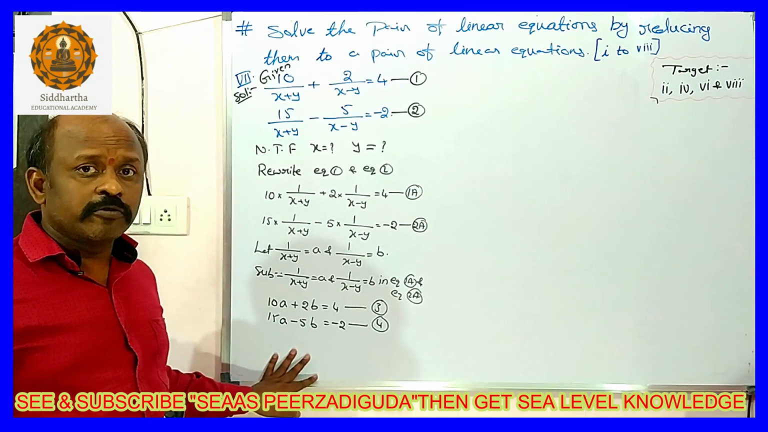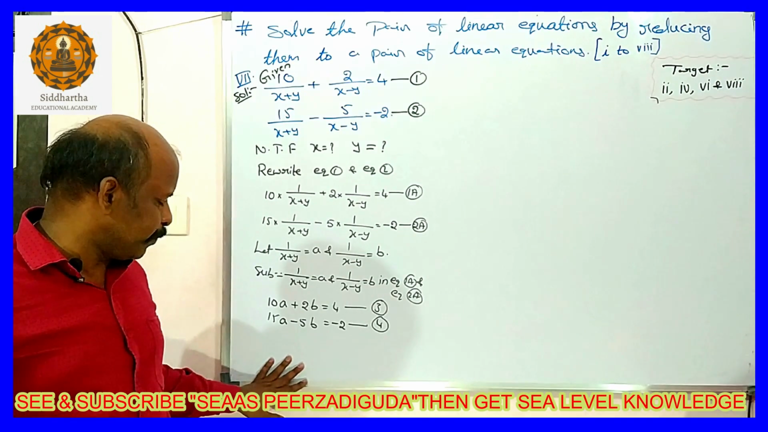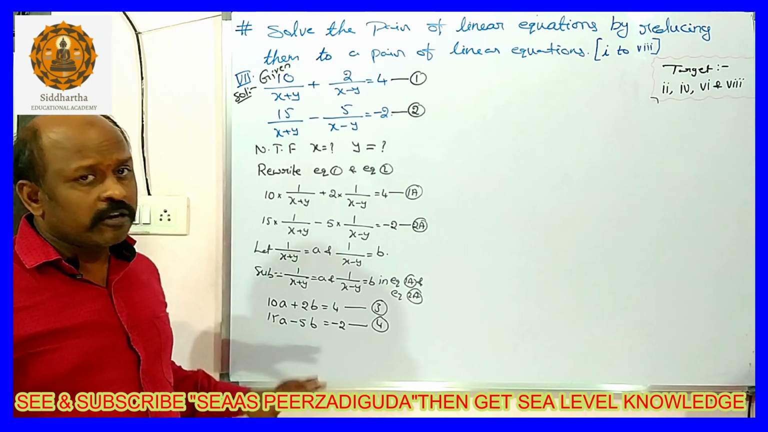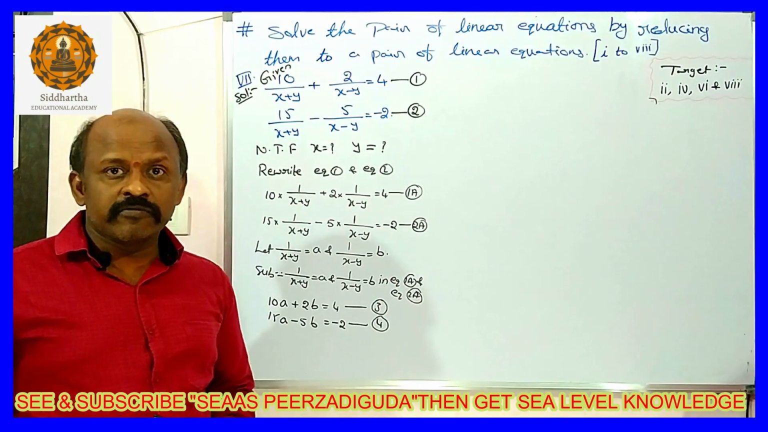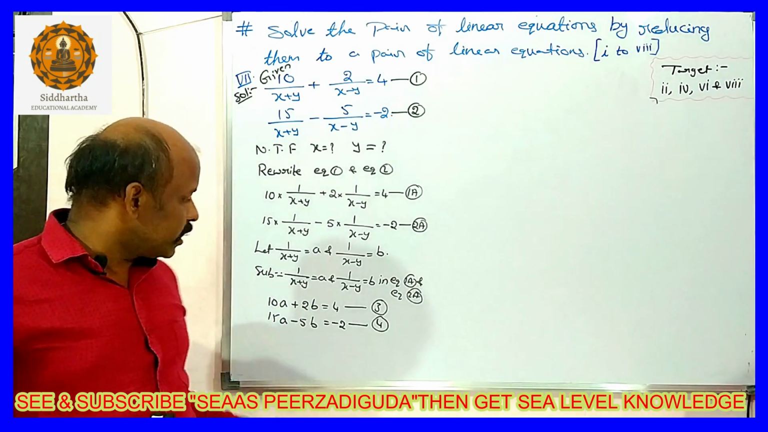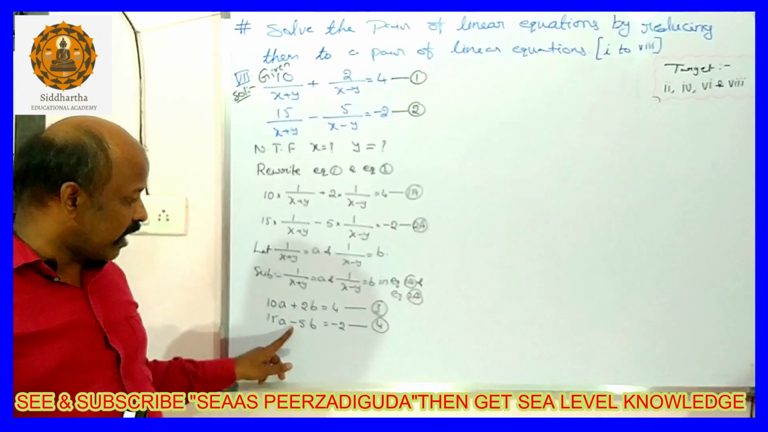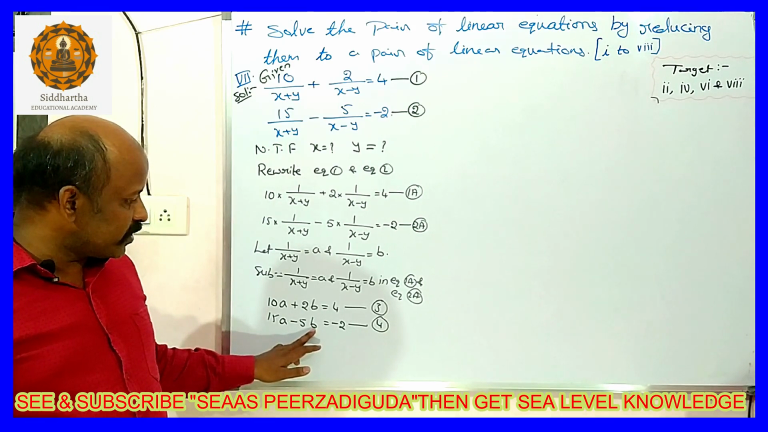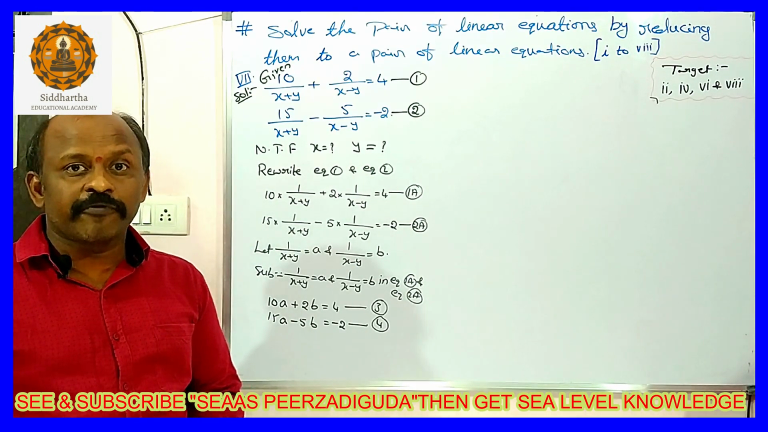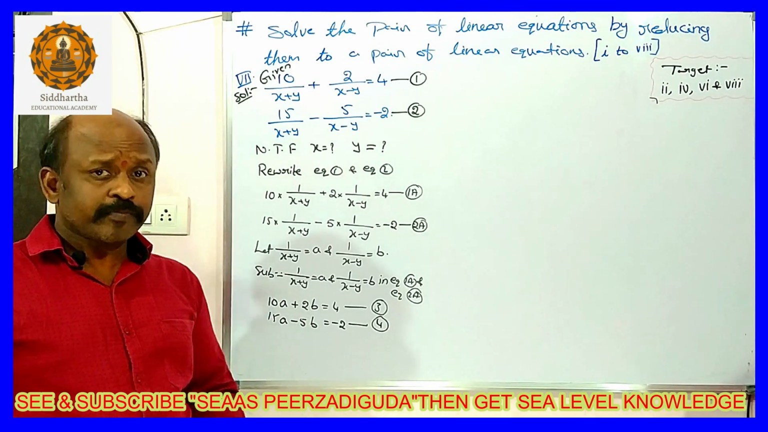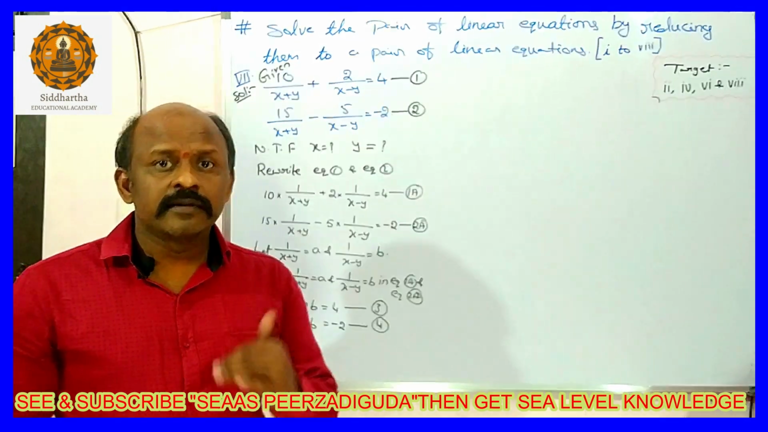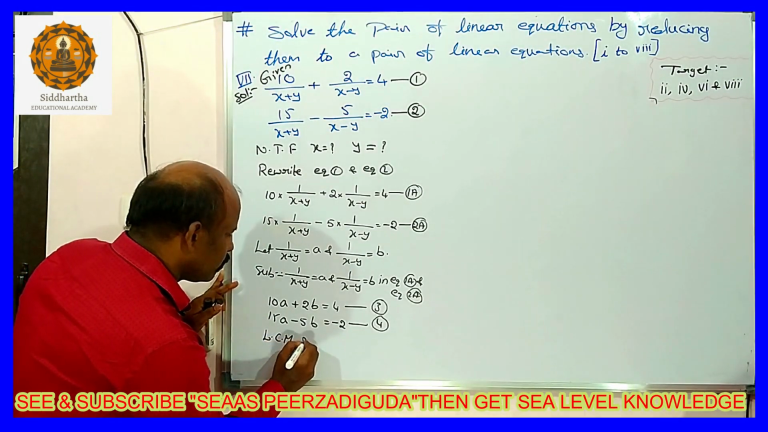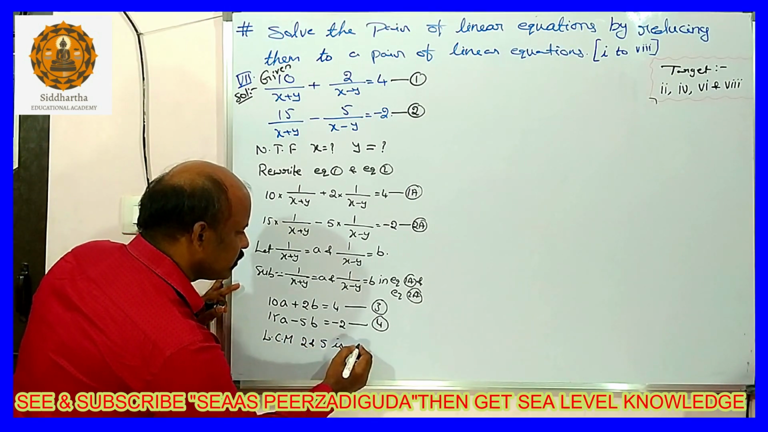For solving, what we have to do? We have to equate the coefficients of a or b. Here I am going to equate the coefficients of b, because here one b is having a plus symbol and one b is having a minus symbol. So that's why, what is the coefficient of b here? 2. Here, what is the coefficient of b? 5. 2, 5. What is the LCM of 2, 5? Both are prime numbers. That's why the LCM of 2 and 5 is 10.